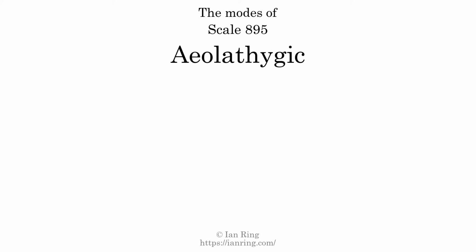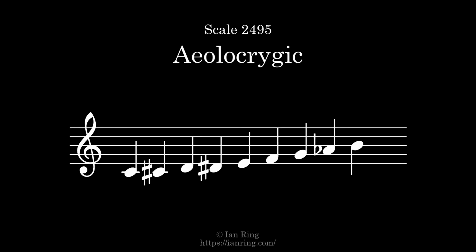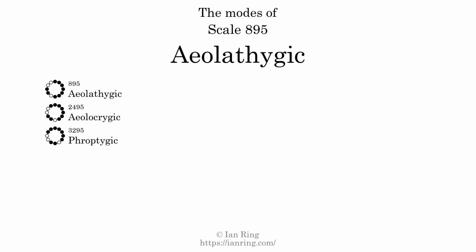This scale has 9 modes. The first mode is itself. The second mode is scale 2495, also known as Aeolathygic. It sounds like this. The third mode is scale 3295, also known as Heteromorphisms. It sounds like this.